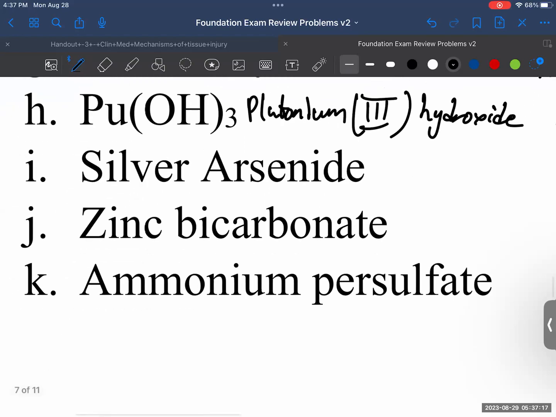All right, do this one. Silver arsenide. Would any brave volunteer like to come up to the hot standing desk and write whatever formula they think this is? Anyone, any brave volunteers? Go for it.